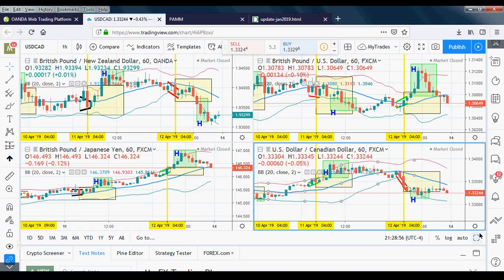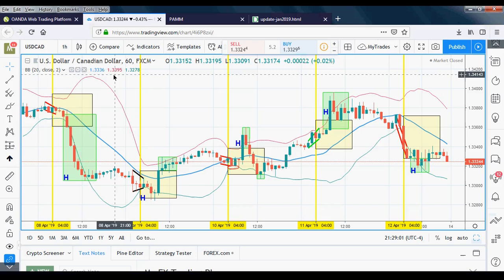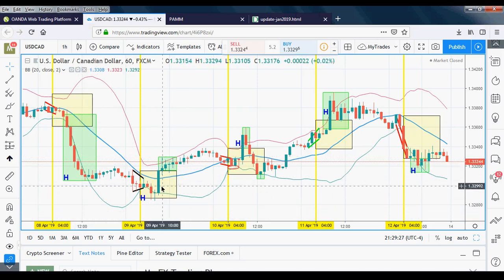And the last pair that we traded during the week is the US dollar and Canadian dollar. So Monday, a strong signal inside the trending range. Then as soon as we got the two signals, it turned downwards. We hedged it as well because it was the bottom of the Bollinger Band. We made a bunch of trades in here and took some profits.